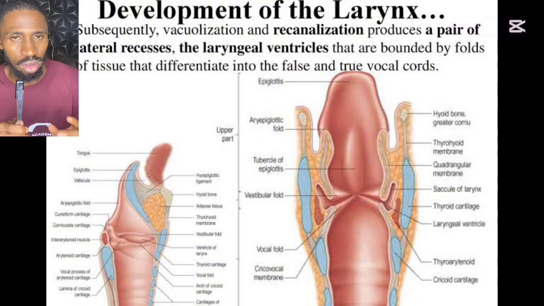So as stated already, the lumen was temporarily occluded at first, but when the lumen opens up between the 6th to 8th week, it forms a laryngeal ventricle or recess. The laryngeal recess or ventricle, after continuous proliferation, forms what we call the false and the true vocal cords.